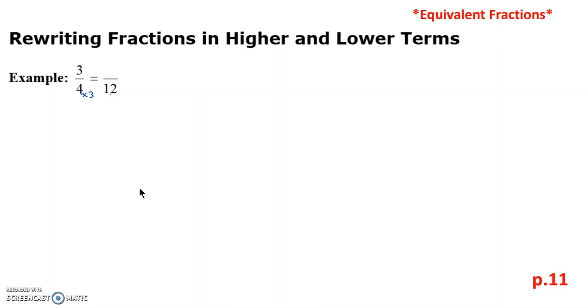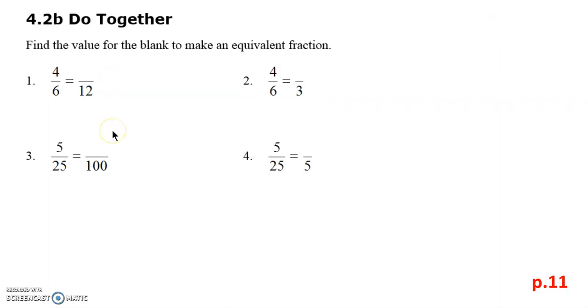And because we're raising the terms, we have to multiply both the numerator and the denominator by the same number. So 4 times 3 makes 12, so then I multiply 3 times 3, which is 9. So now I have 2 fractions that are equal to one another. One is in lower terms and one is in higher terms. So let's find the value of the blank area to make equivalent fractions. So 6 and 12, I have to multiply 6 times 2 to make 12. So I'm going to multiply 4 times 2. That will give me 8 over 12.